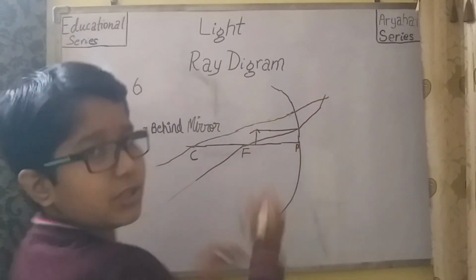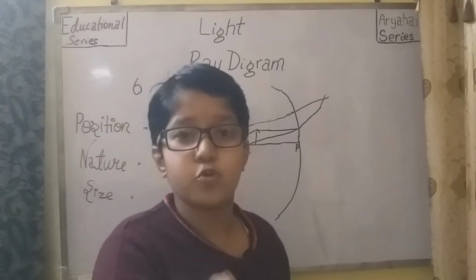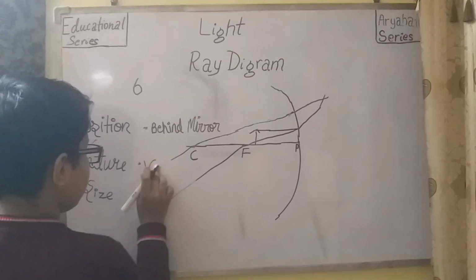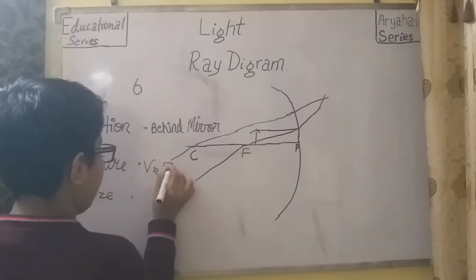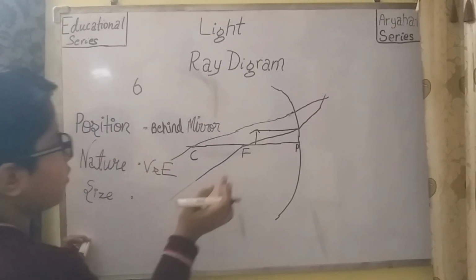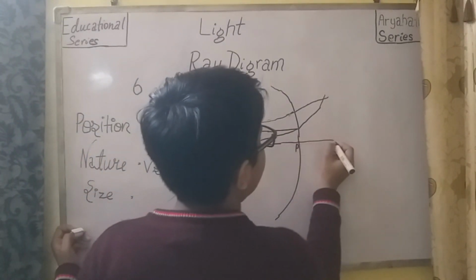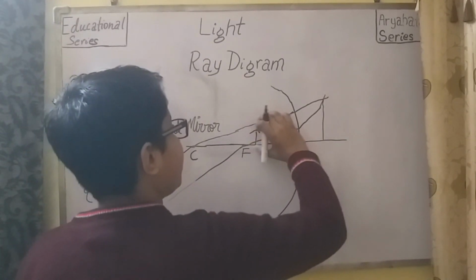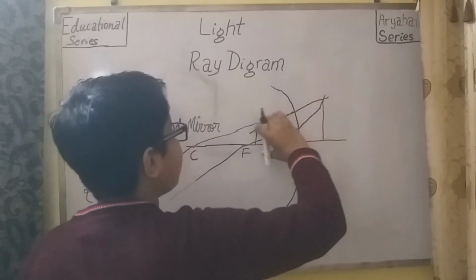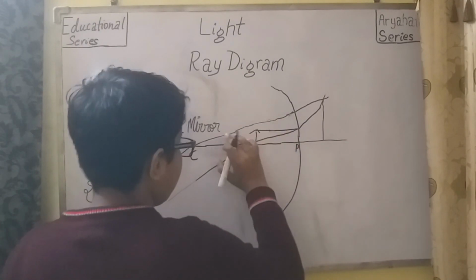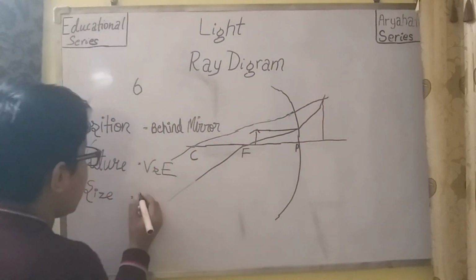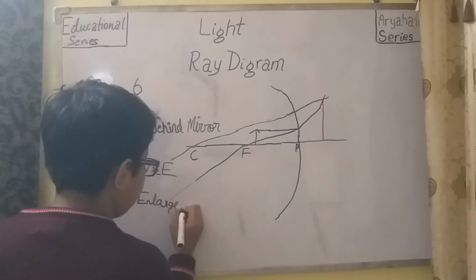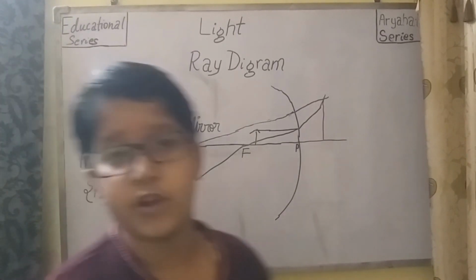Nature: now because it's behind the mirror, we have learnt virtual and erect. Size: as we know, we measure the size from the principal axis. Can you see the image is much bigger than the object, so it is enlarged. So here was the ray diagram of concave mirrors.